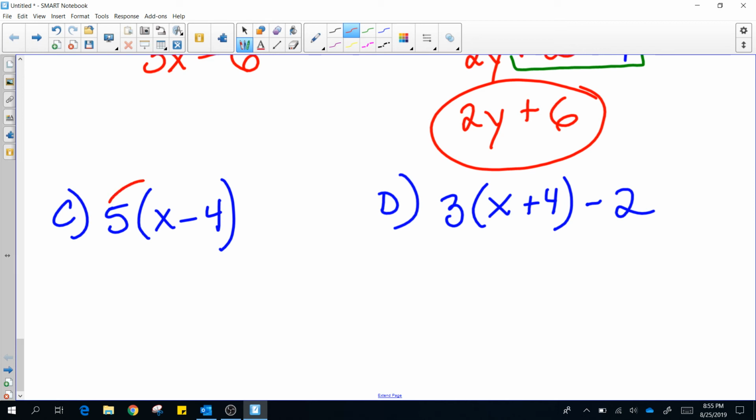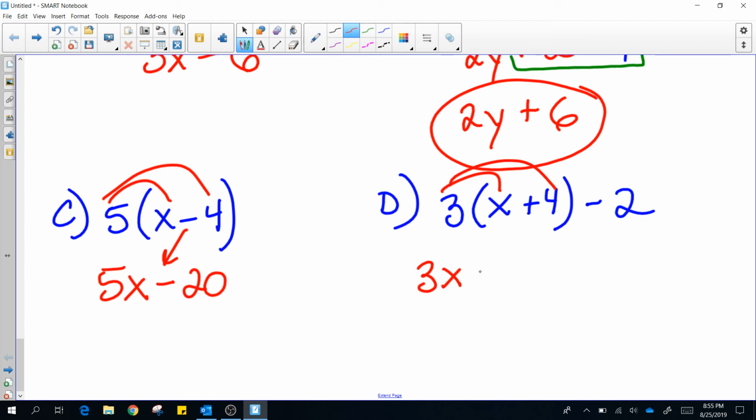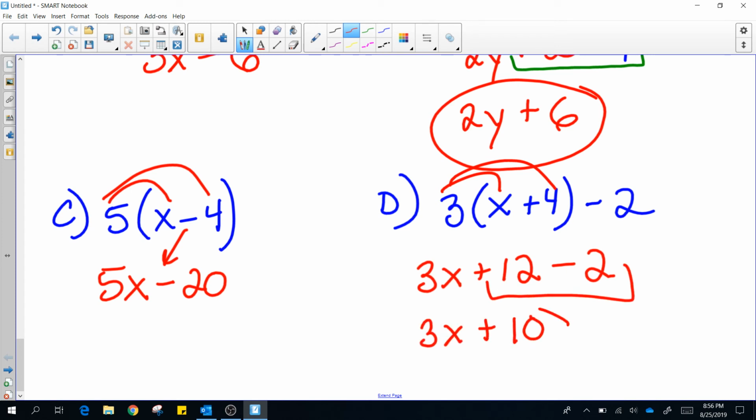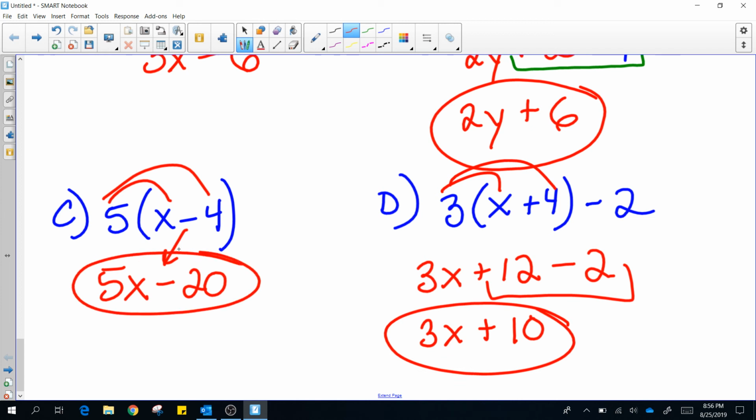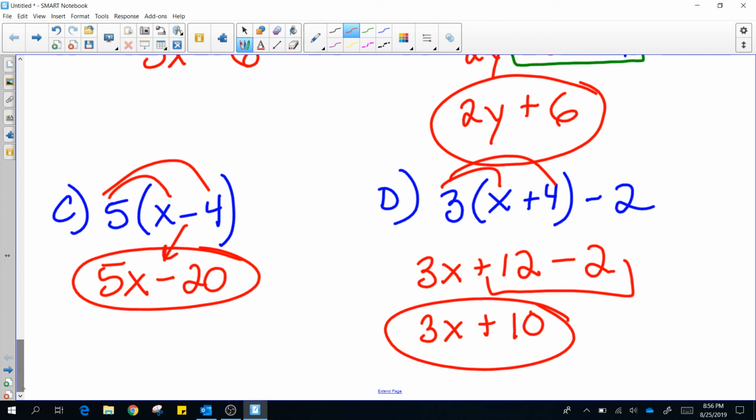Okay, so I've got 5 times x, 5 times 4, keep the minus, and then here 3 times x, 3 times 4, and then I keep the minus 2, so then these can go together, and I end up with 10. Okay, alright, so that is 1.7.